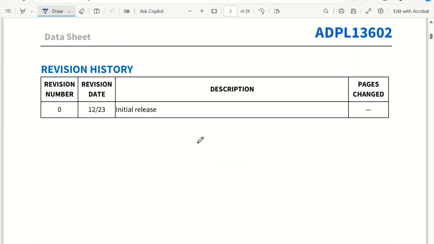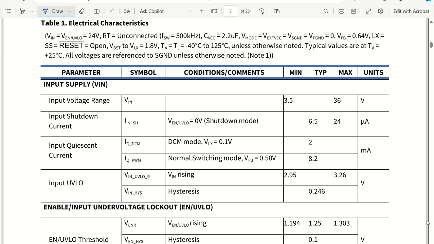Most importantly, why I have taken this particular IC to explain to you is it can be utilized for your new design as well, because it has been recently released in December 2023. Now let's get into the next one.